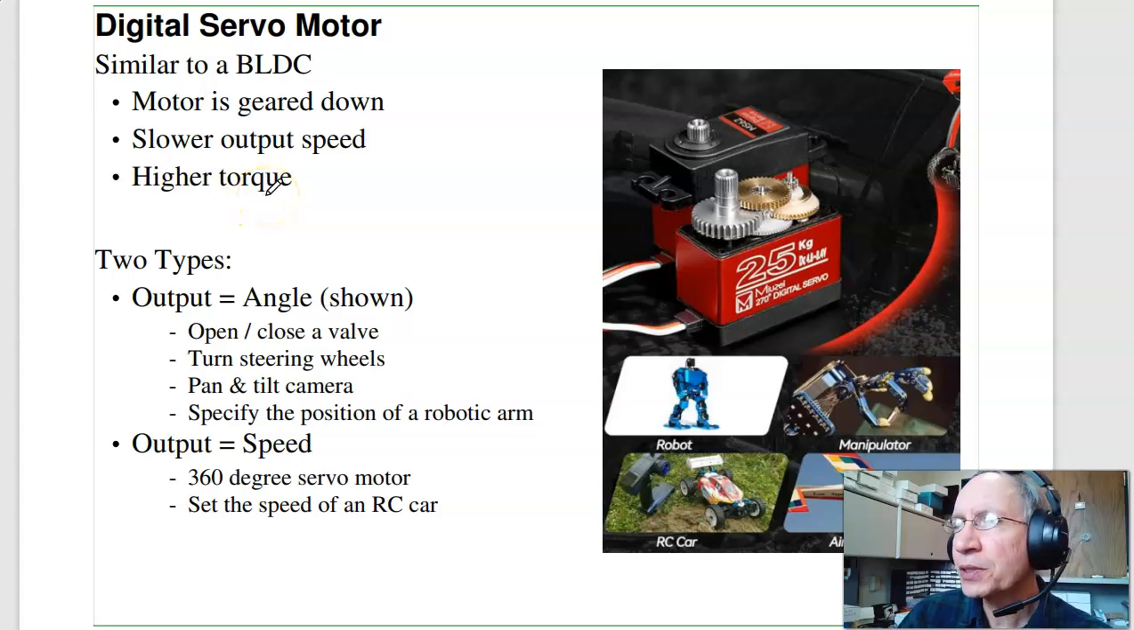And there's kind of 2 types of digital servo motors. Some output angle, kind of think like a robotic arm when you go to a certain position, the rudder of an aircraft or steering wheel, left, right. And the second one is speed for spinning. That'd be like the wheels of a car.